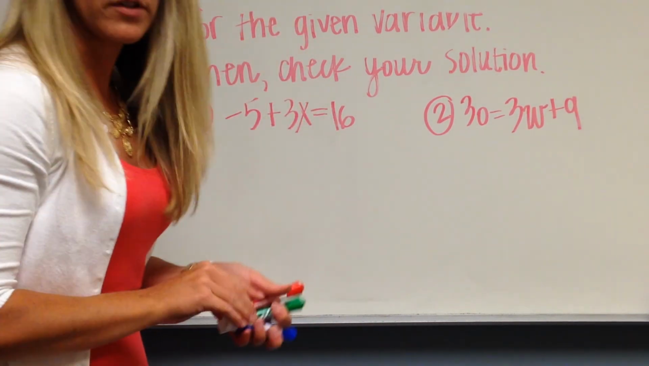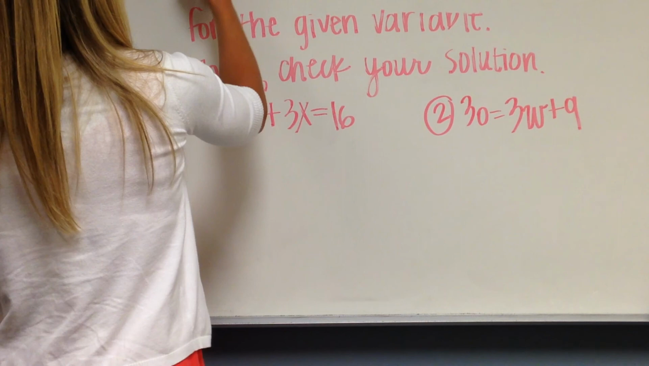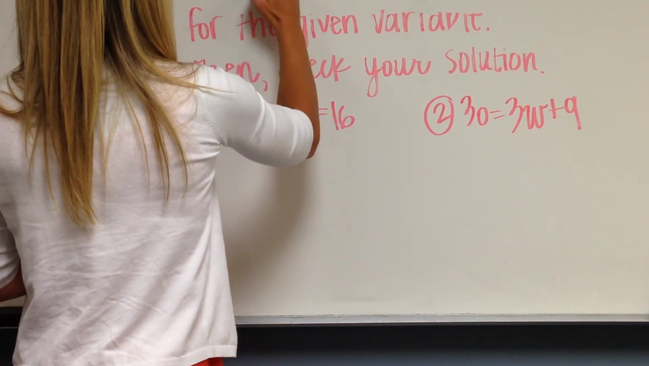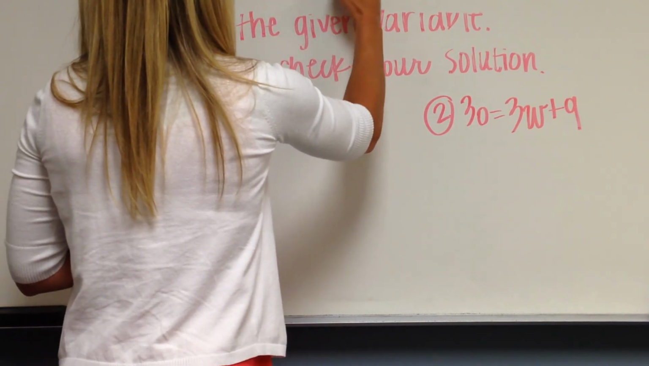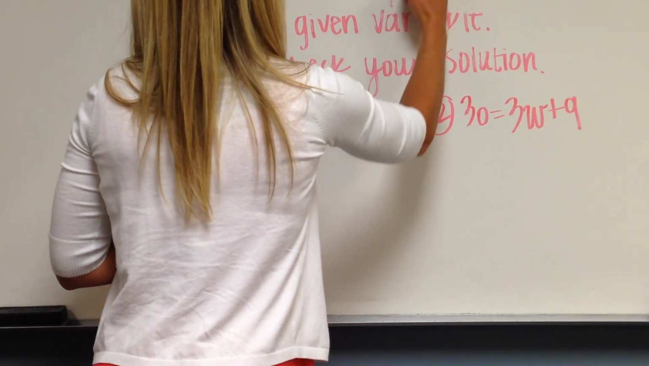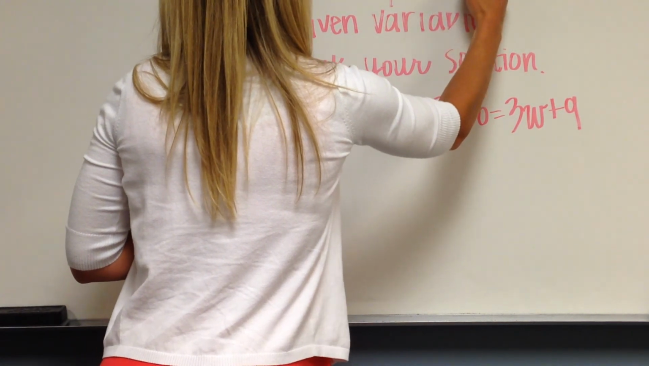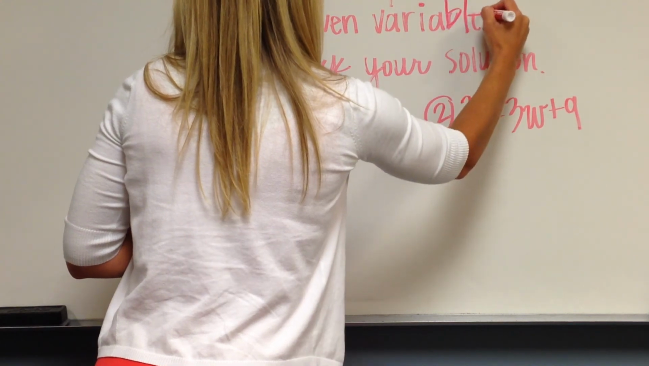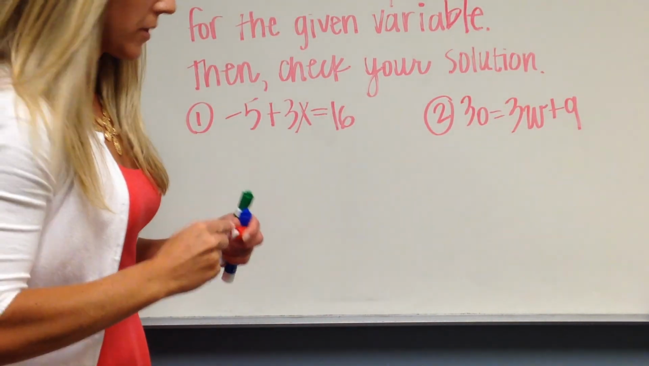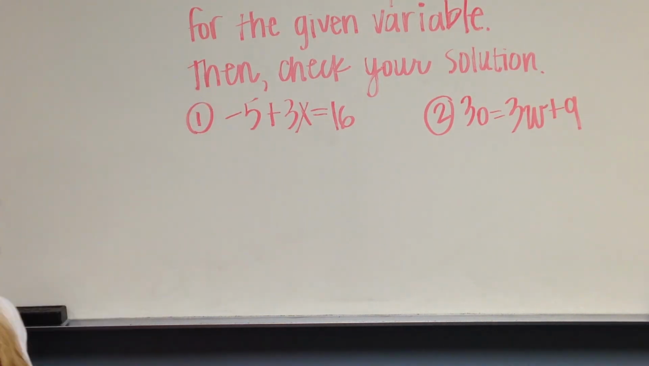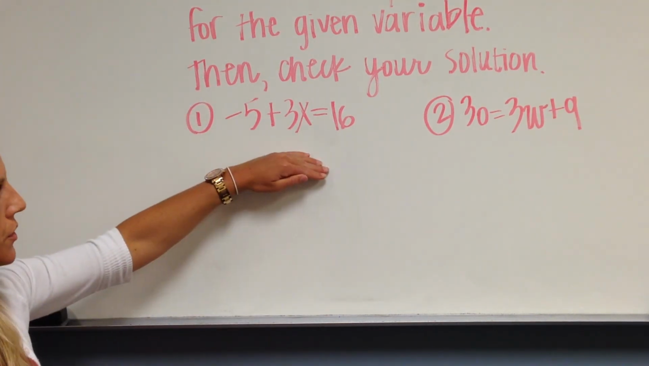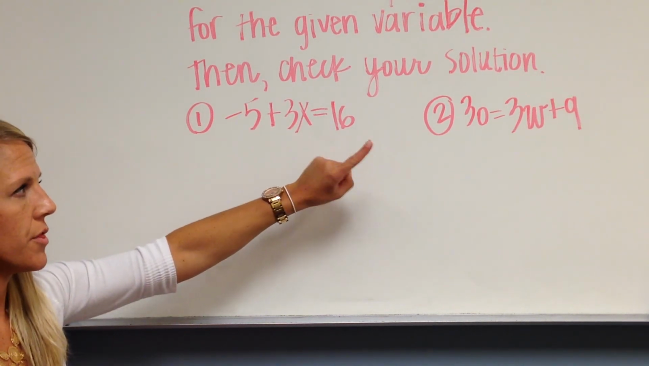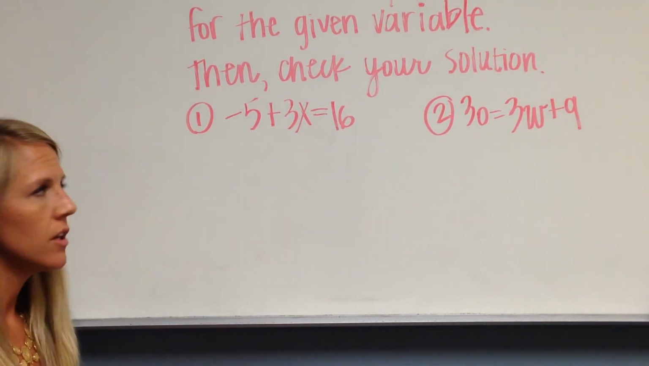I need to go back in and fill in some of my writing. Okay, some of it got erased, sorry about that. Okay, so you're going to solve each equation for the given variable. The first one you're going to do, negative 5 plus 3x equals 16. The second homework problem, 30 equals 3w plus 9.